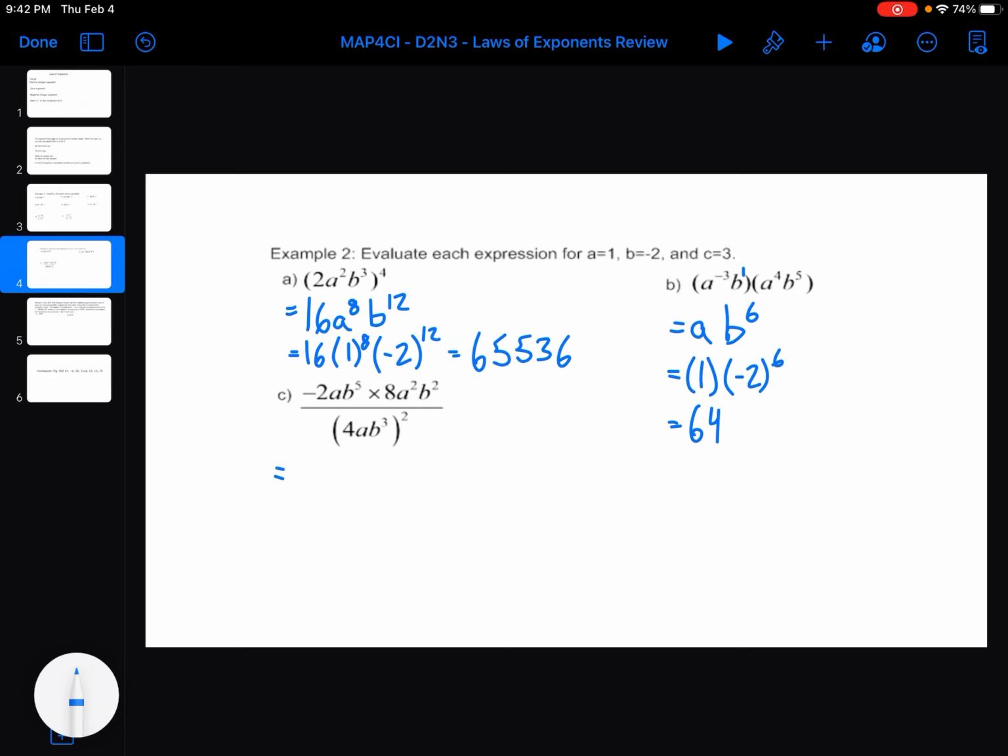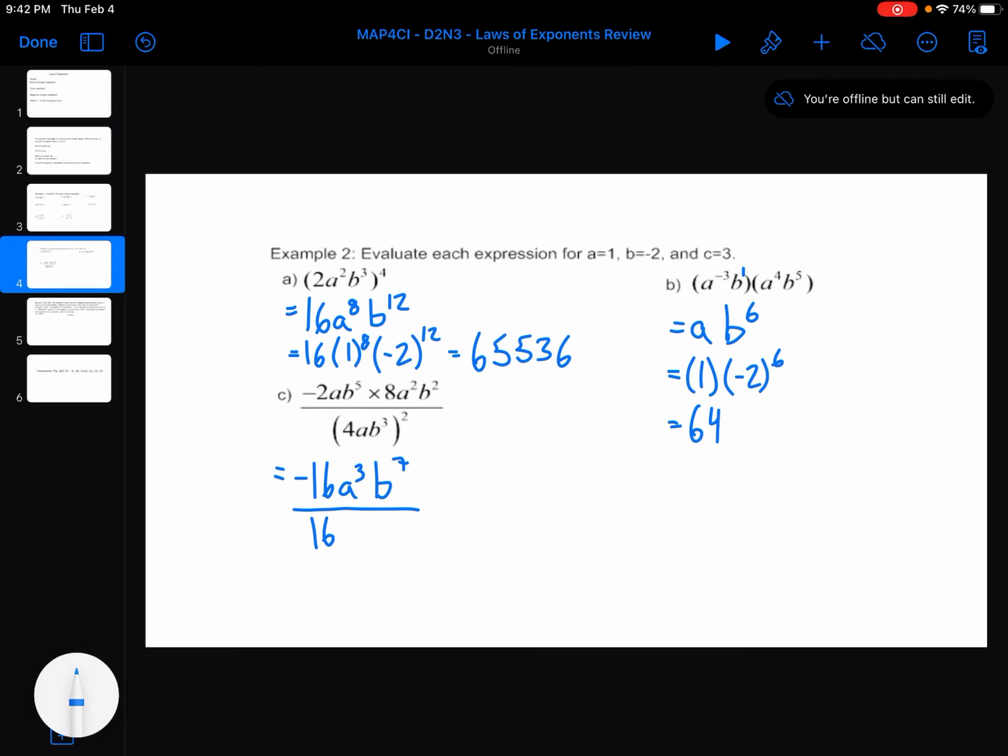Now this one's a little bit more difficult, but it's only difficult because of all of the numbers and stuff. But let's just look at the top, just look at the bottom, and then put them together. Negative 2 times 8 is negative 16. Look at the numbers first. a and a squared is going to be a cubed. b to the 5 and b to the 2 is going to be b to the 7. All divided by 4 squared, because I have to do the squared on the 4, is 16. a squared. And then b to the 6.